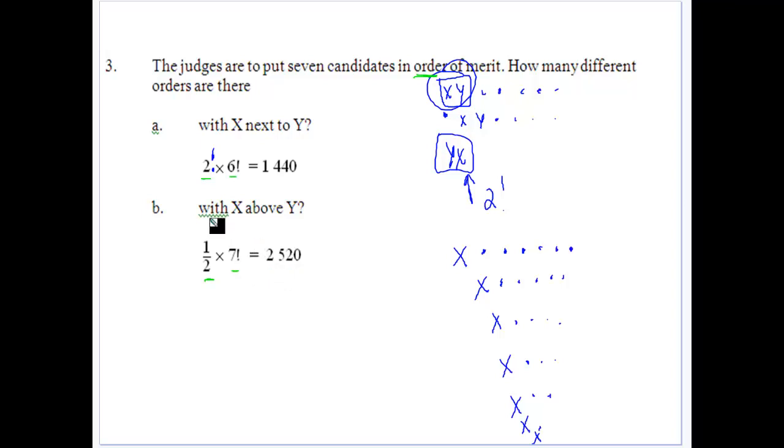So that's a little bit of a tricky one, but one to consider, that x can be above y, but also y could be above x. And because it's only the 2 of them, it's going to happen half the time for x and the other half of the time for y. So half of the 7 factorial.